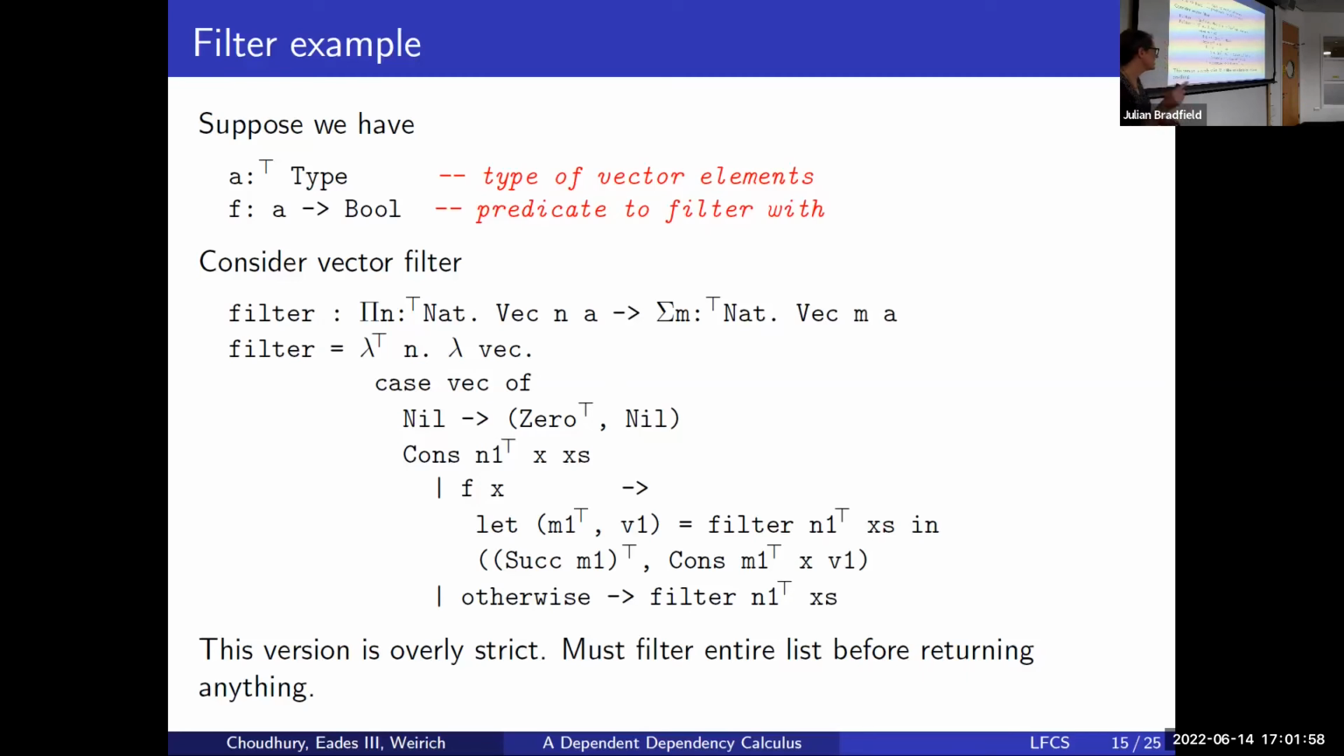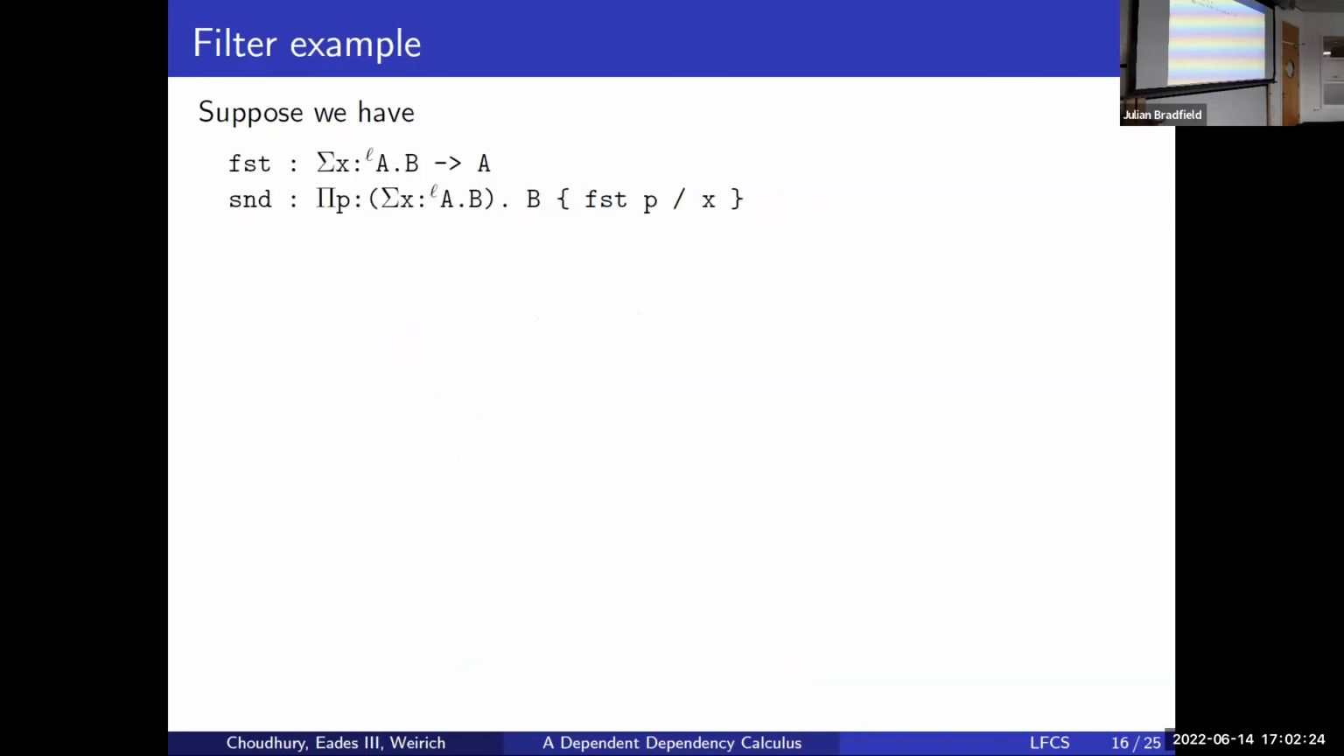Because you need to know you get a pair. And really what's going on is the elimination form we're using for our sigma. We're doing pattern matching elimination. If we want to have a lazier definition of filter, we want to use first and second. So let's see what happens when we use first and second.